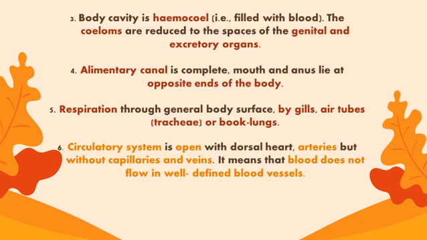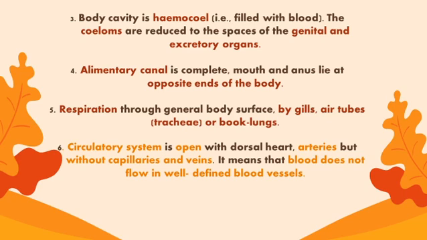The alimentary canal is complete, with the mouth and anus lying at opposite ends of the body. So the digestive system is complete from the mouth to the anus at the opposite end of the body. Respiration is through the general body surface, by gills, air tubes, trachea or book lungs.